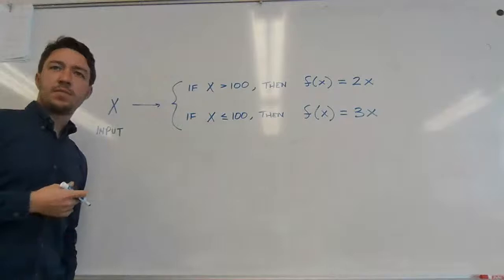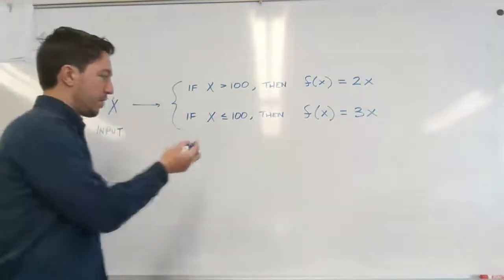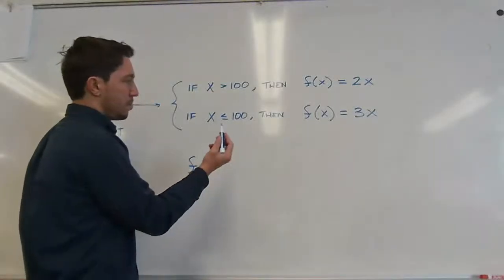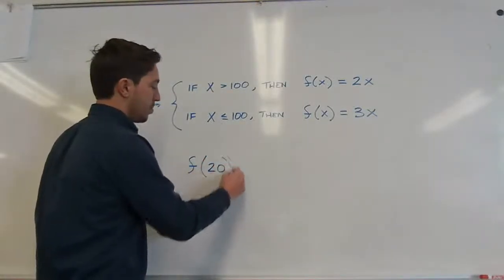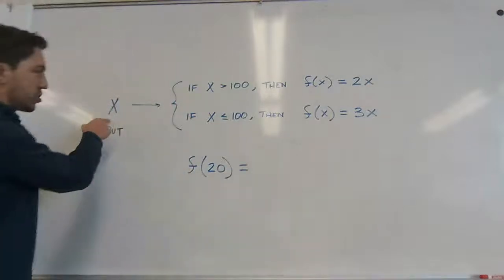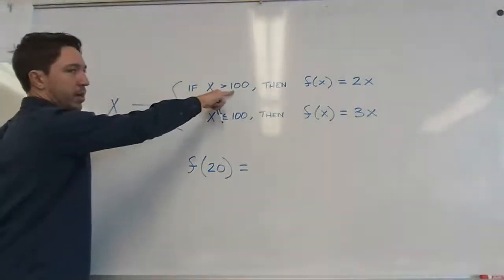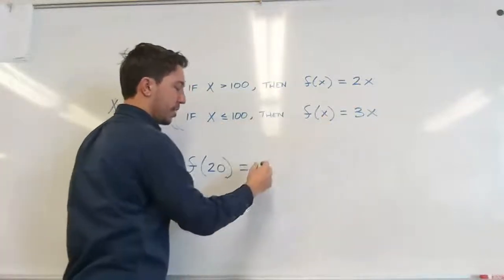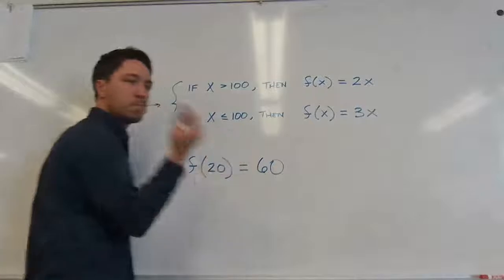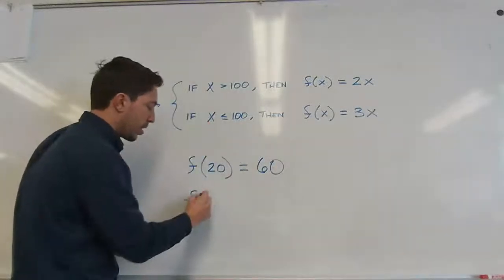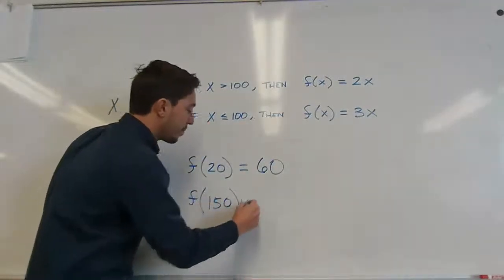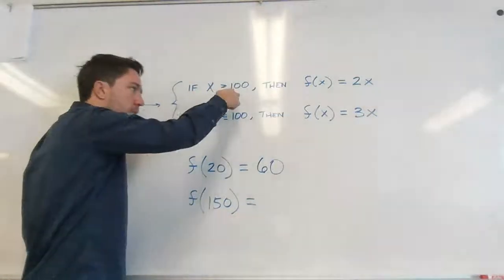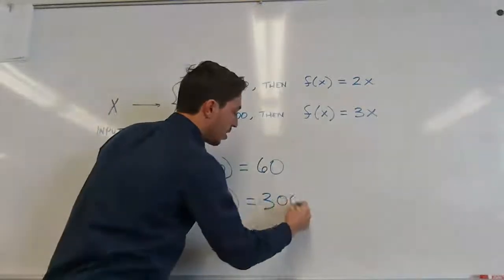You get that basic idea? So for example, let's say you plugged in the number 20. Say X is 20. Is 20 bigger than 100? No. So you plug it in, what would the answer be? 60. And then also, let's say you plugged in 150. Same thing. Is 150 greater than 100? Yes. So I double it and get 300.